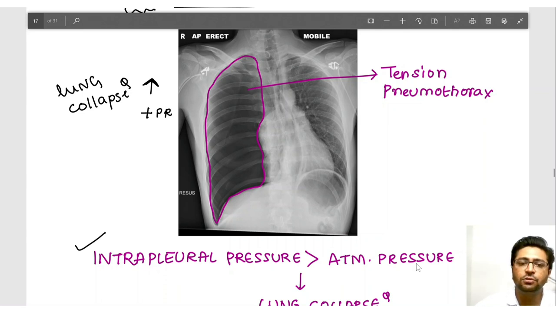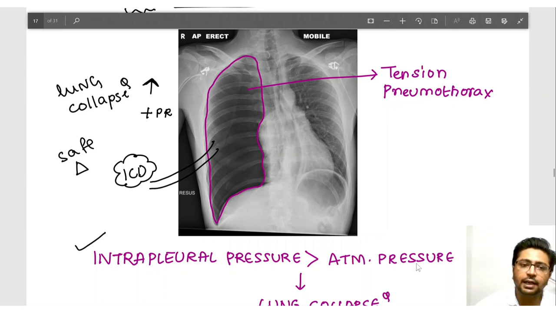So the best way is to put an ICD. The ICD is put in the safe triangle. So this is also an MCQ which is asked.